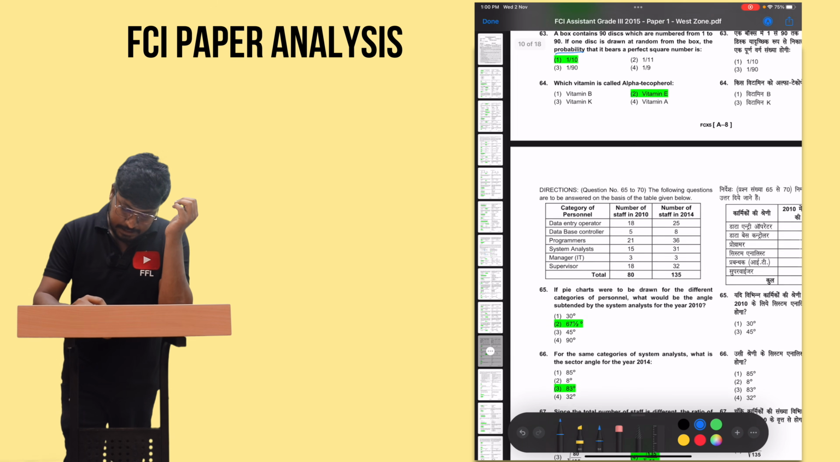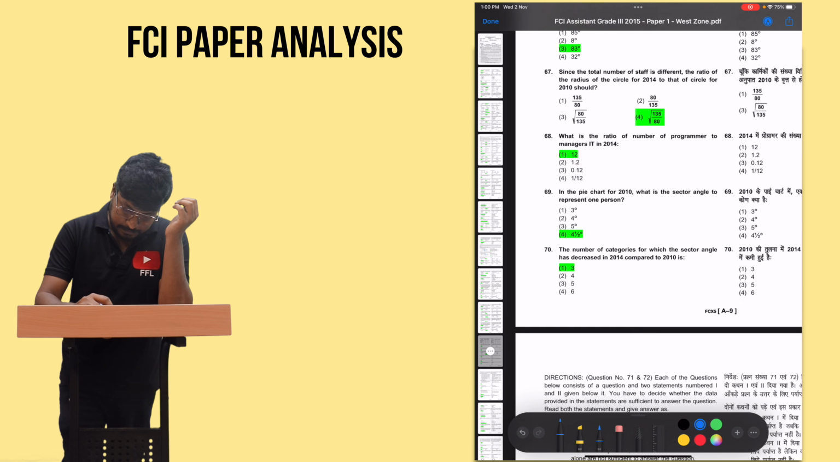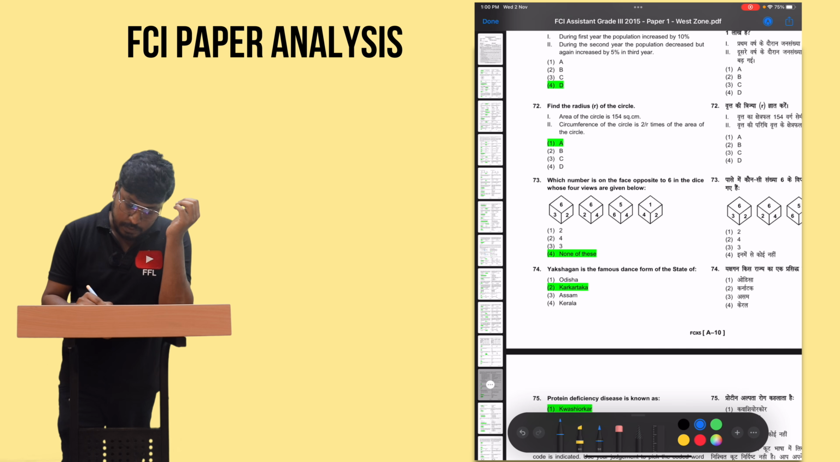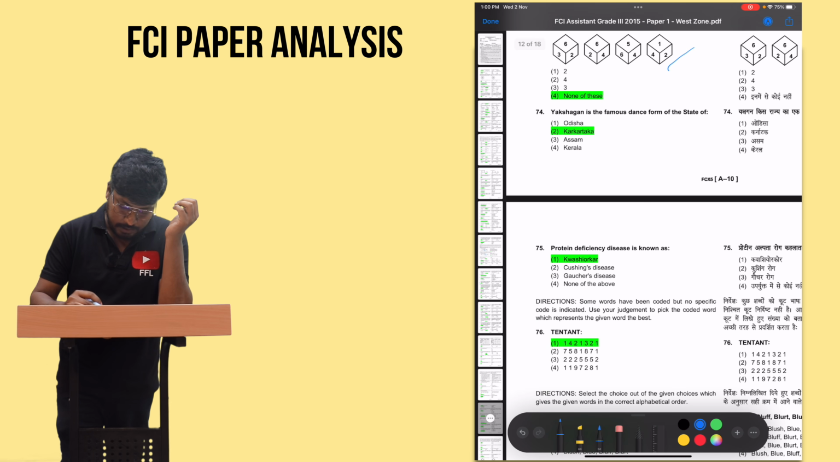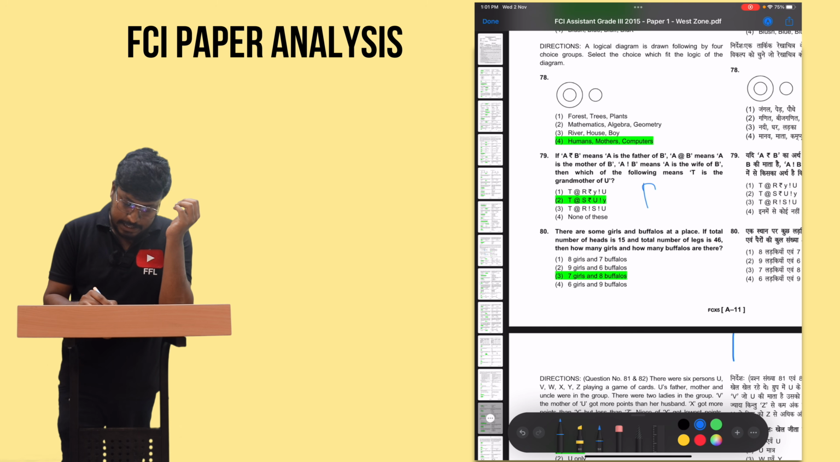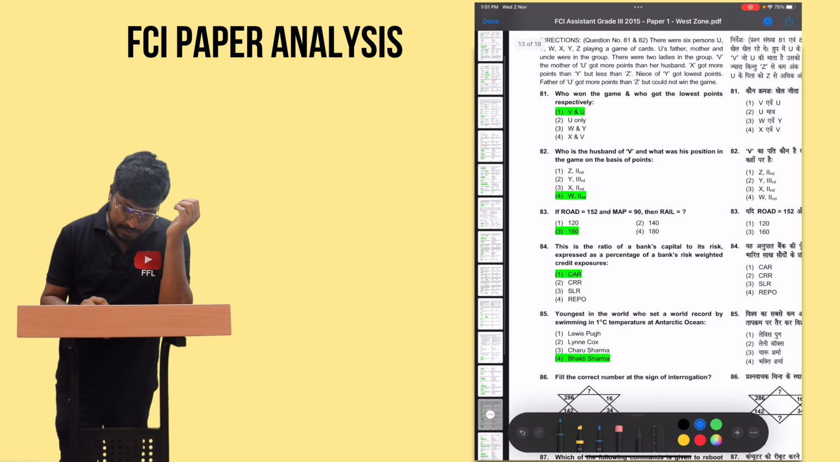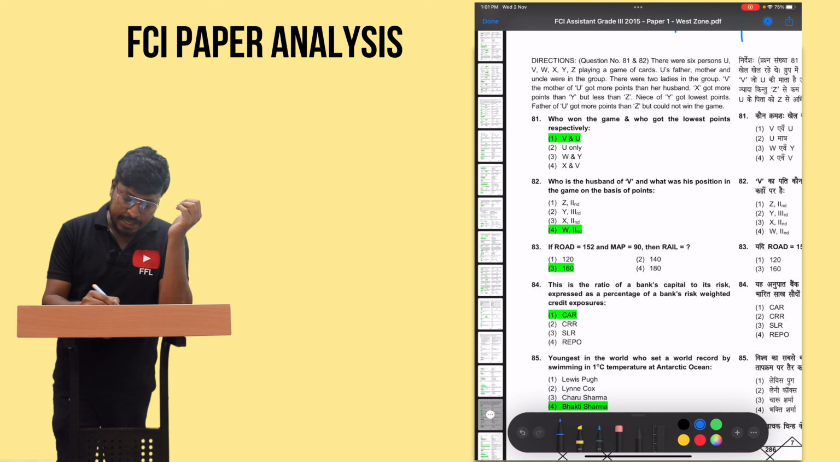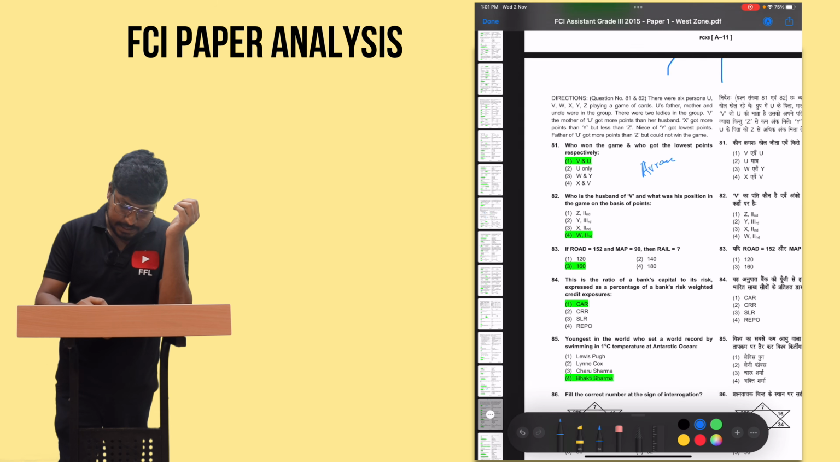Data interpretation. Cubes and cuboids are there. This is a blood relation question. There are some girls and buffaloes at a place. Based upon these, other questions are usually about the father. Group arrangement question. So arrangement questions were asked.